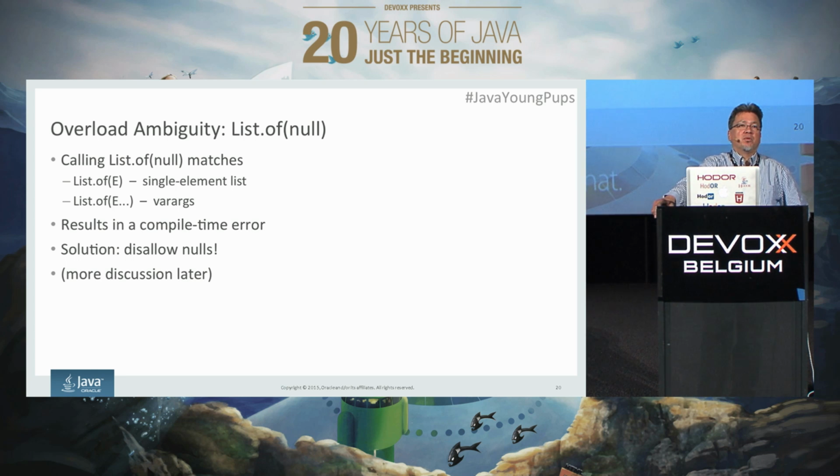Okay, that seems like a big problem. Well, actually, we've basically finessed it. We're not allowing nulls in these collections, so you're never going to want to say list.of null anyway. So yes, this is ambiguous, but sorry, we don't care. I'll have more to say about nulls later.